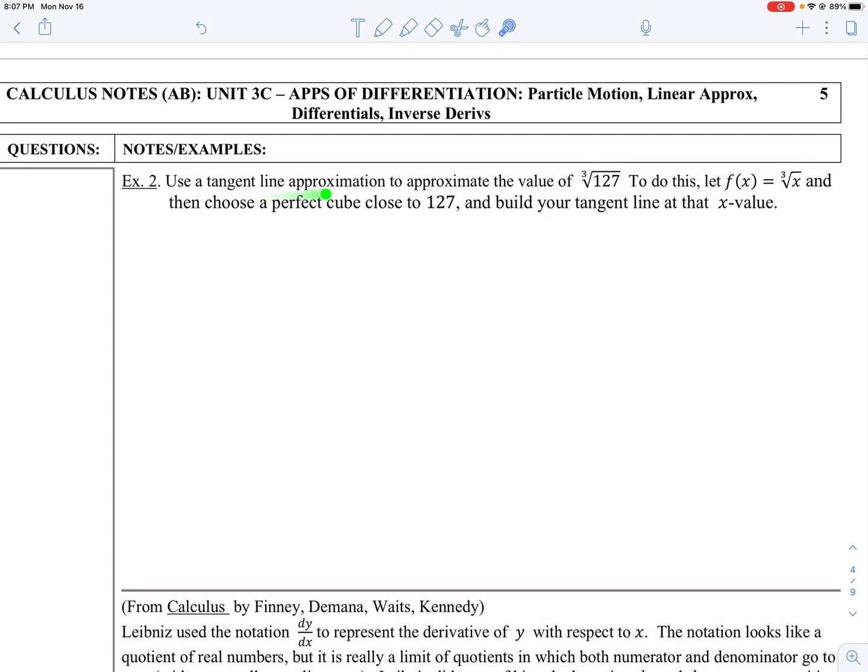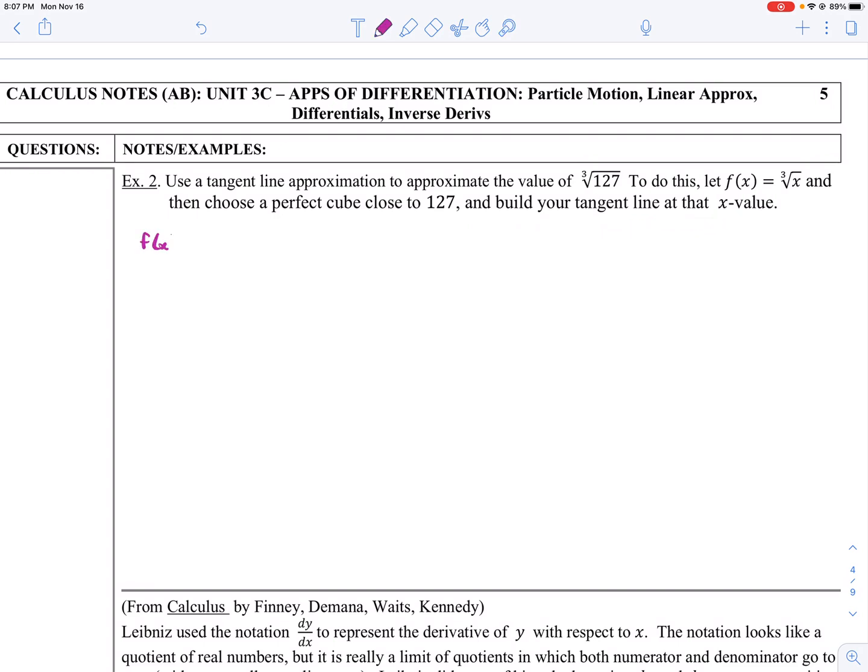We're going to use the tangent line approximation to approximate the value of the cubed root of 127. The way we're going to attack this is we're going to use the cubed root of x as my original function. We're going to choose a perfect cube close to 127 and build our tangent line from there. Let me show you what I mean by that.